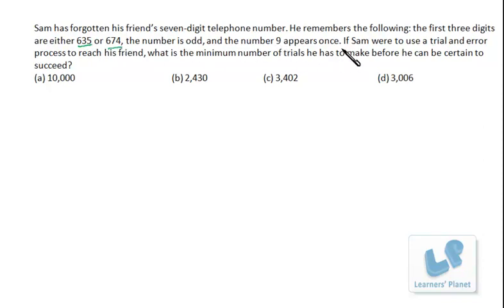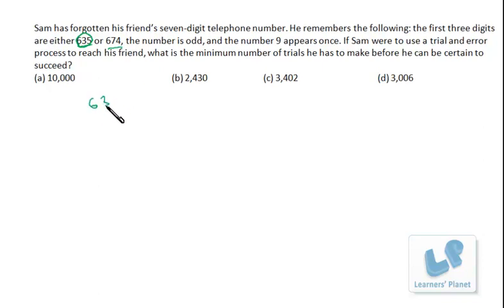If Sam were to use a trial and error process to reach his friend, what is the minimum number of trials he has to make before he can be certain to succeed? The problem is based on permutation and combination. So let's try. First of all, we find the combinations with 635, and if we double it, we'll get the final answer for 635 and 674 both.